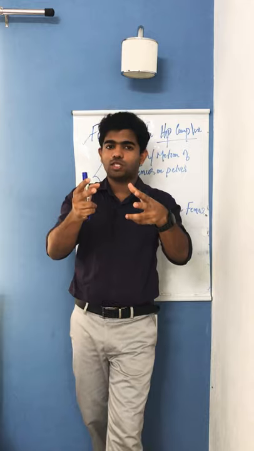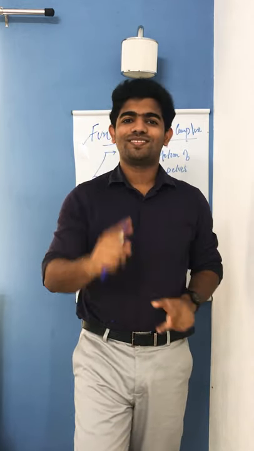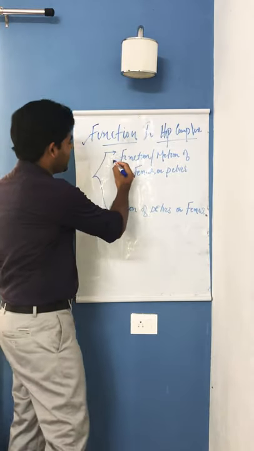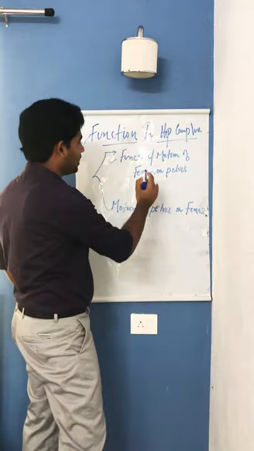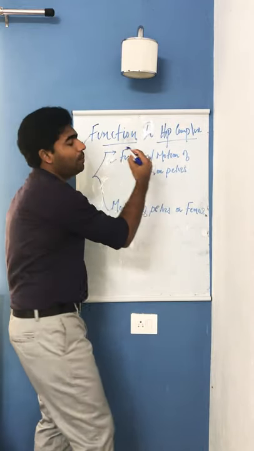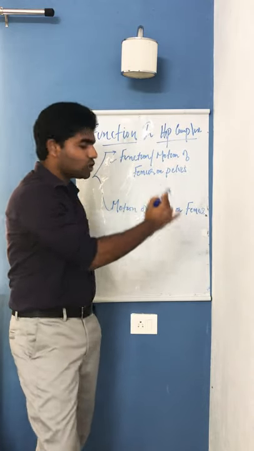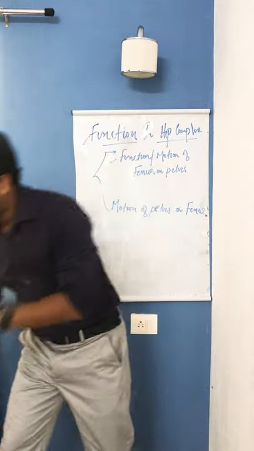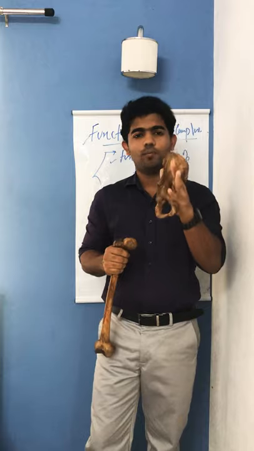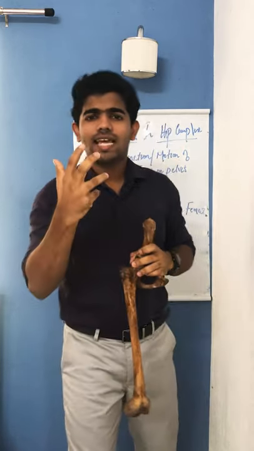Now as biomechanists, we are going to learn how this movement happens. Can you predict that we can define the movement in two simple ways? That is the motion of the femur on the pelvis, and second, the motion of the pelvis on the femur. Motion of the femur on the pelvis means the pelvis is fixed. You cannot move it. Your femur is moving.